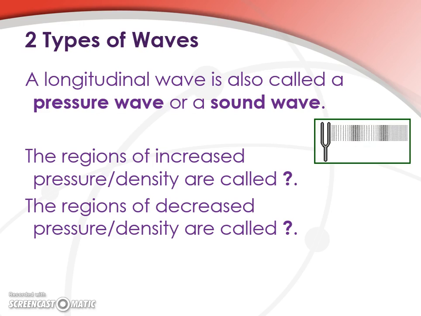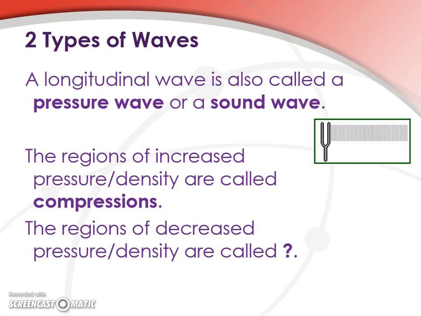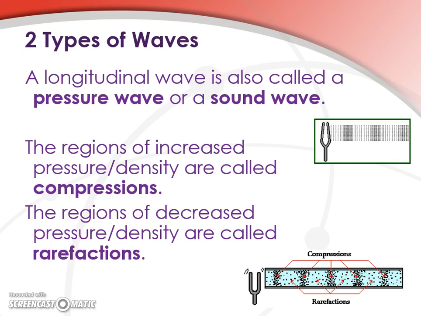We might as well add in some more terminology while we're at it. The regions of increased pressure or density, well, they're called compressions, and the regions of decreased pressure and density are called rarefactions. So if we think of our air particles, if our sound's moving through air, we can look at our wave as looking something like the diagram below, with areas of high concentration of atoms and areas of low concentration of atoms.